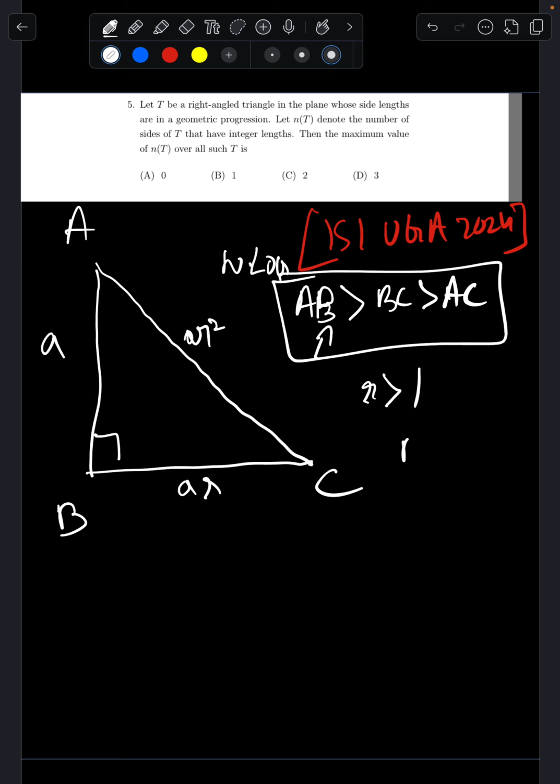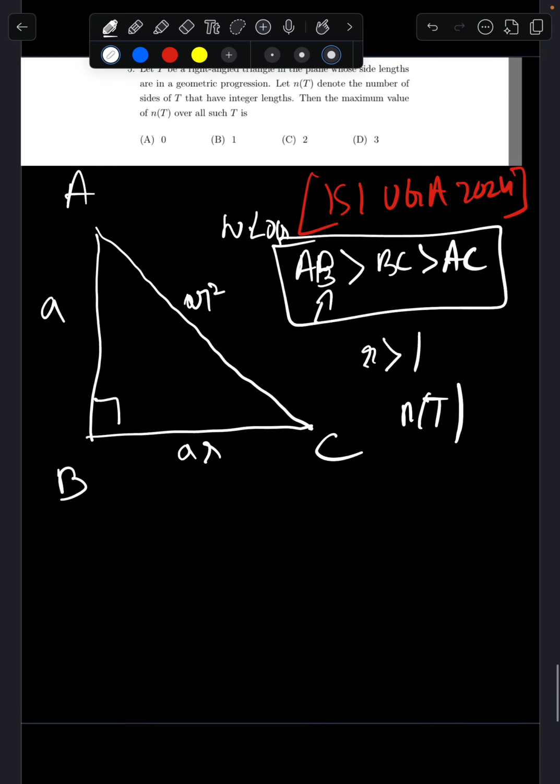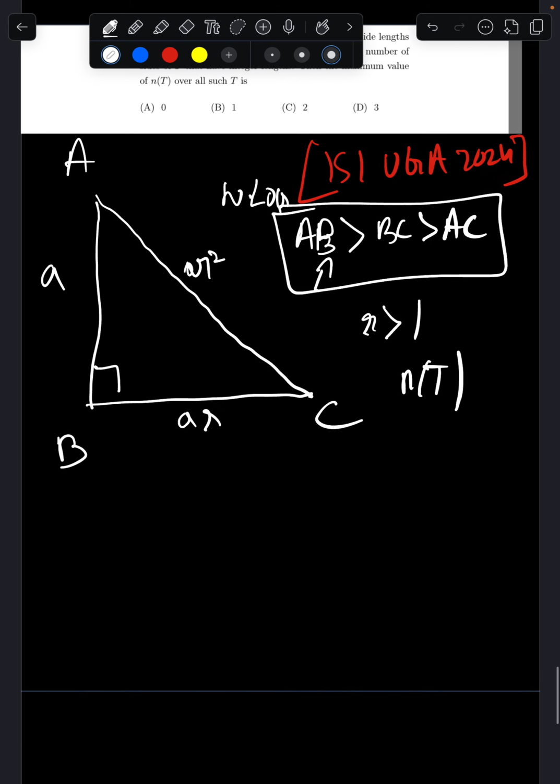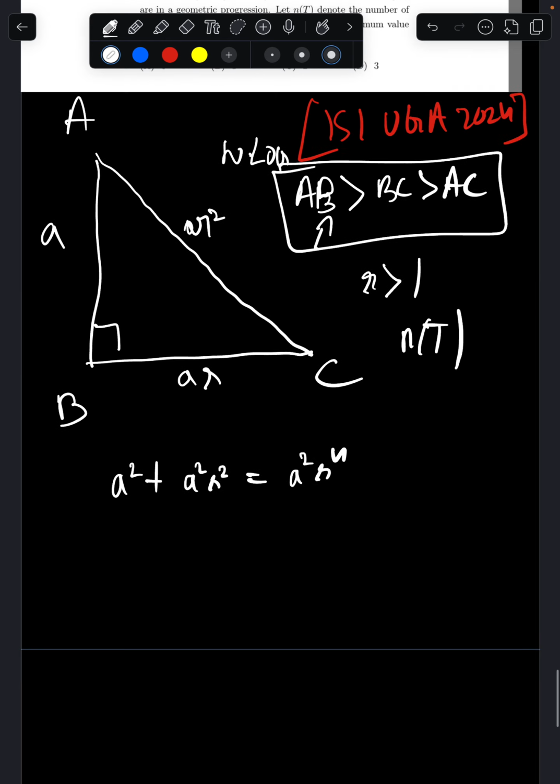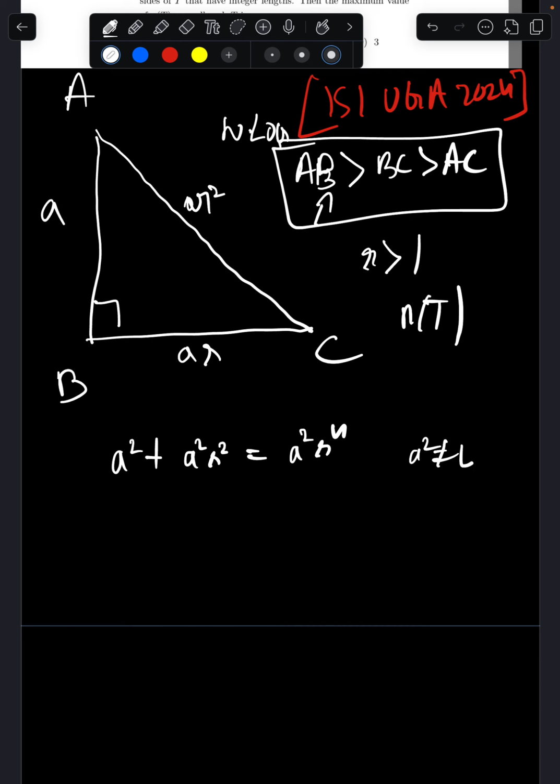Let N(T) denote the number of sides of T that have integer lengths. Then the maximum value of... Okay, so you just want integer side lengths. Now by Pythagoras you have A squared plus A squared R squared equal to A squared R to the power 4. You can divide by A squared since A squared is not equal to 0.